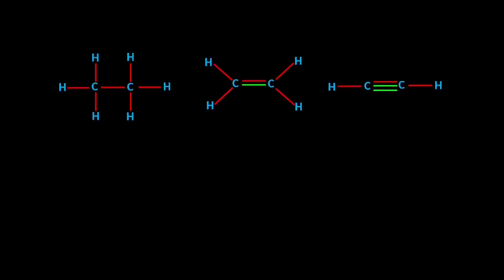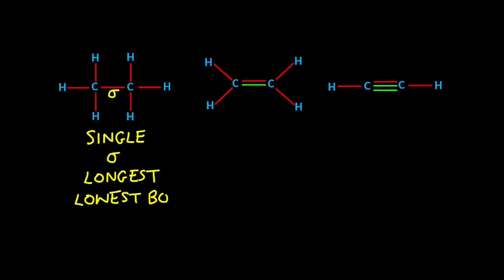Let's look at some of the properties of covalent bonds, using carbon-carbon as an example. So in this ethane molecule, we have a single bond, and we call this a sigma bond, because as we'll see later, the electrons overlap head-on, and out of the three, it has the longest length and the lowest bond energy. So it's easier to break apart.